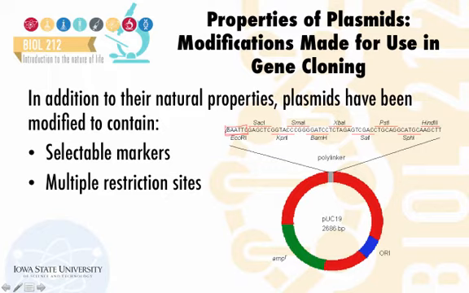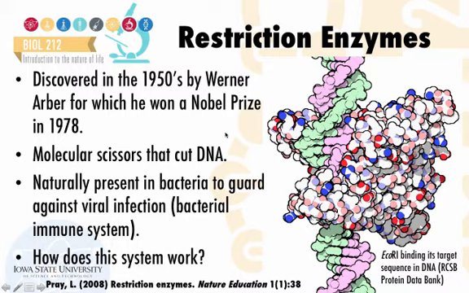In order to understand the role of restriction sites better, let's look at enzymes that recognize and cut at these sites. These enzymes are called restriction enzymes. Restriction enzymes were discovered in the 1950s by Werner Arber. He won a Nobel Prize in 1978 for this discovery. They are molecular scissors that cut DNA at specific sites called restriction sites. On the right is an example of a restriction enzyme. This enzyme, called EcoR1, is bound to its target sequence within DNA.